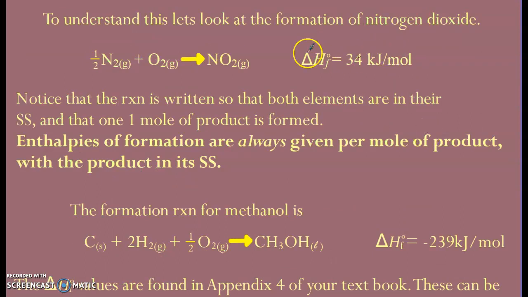Let's look at the formation of nitrogen dioxide from its elements. We have elemental nitrogen plus elemental oxygen being synthesized to make nitrogen dioxide. We can measure the amount of energy it takes to make this as 34 kilojoules. That's the standard enthalpy of formation, how much energy it takes, notice the positive, to make nitrogen dioxide.